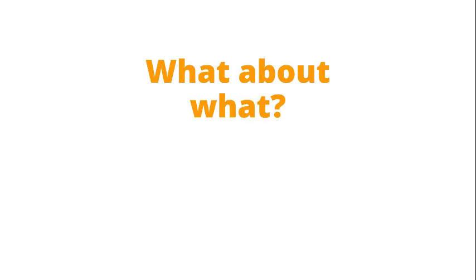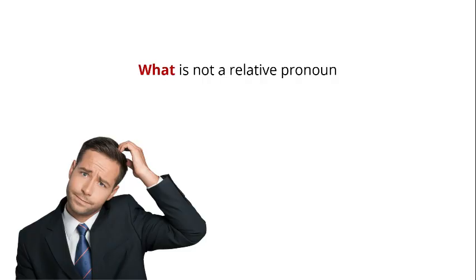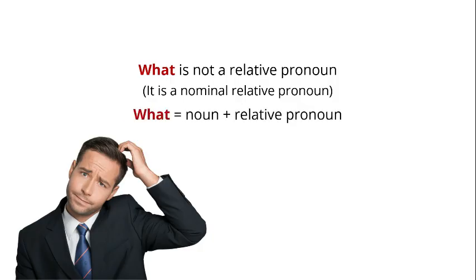What about what, I hear you ask? A lot of people think we can use what in these situations. Well, sometimes you can, but it's quite complicated. What is not a relative pronoun, okay? What is something else. It's called a nominal relative pronoun, which means that it takes the place of the noun and the relative pronoun. It's sort of a noun-relative pronoun combination, and it often leads to confusion.